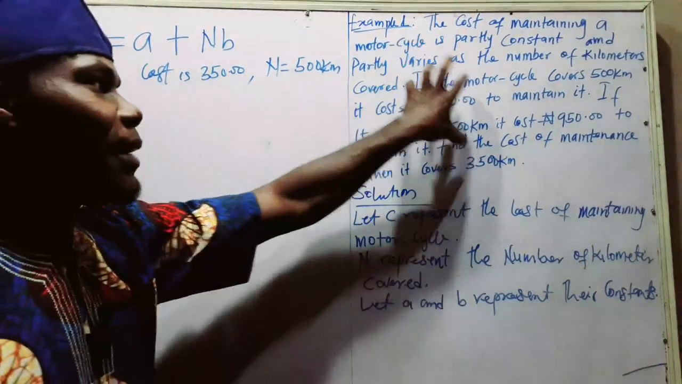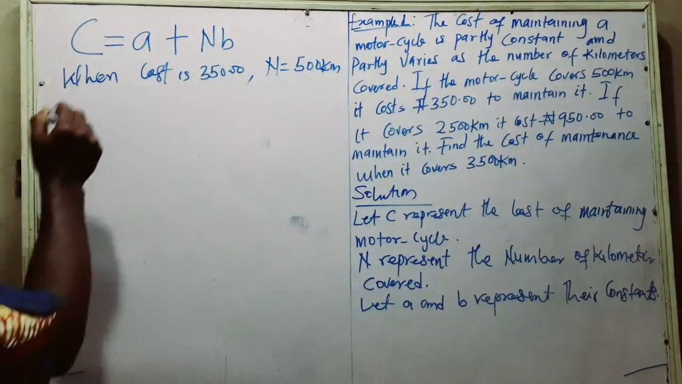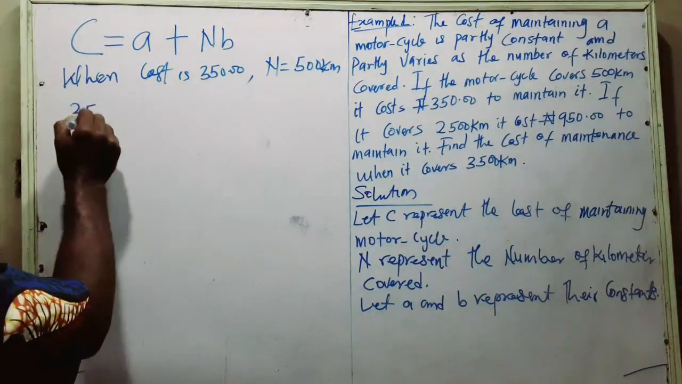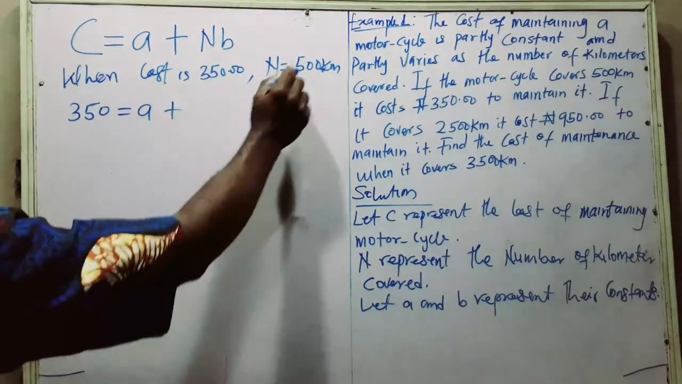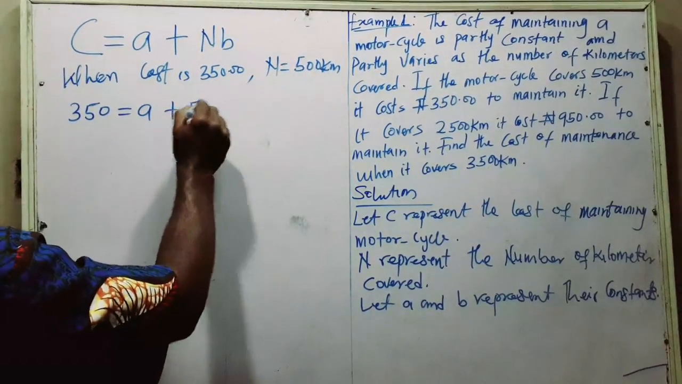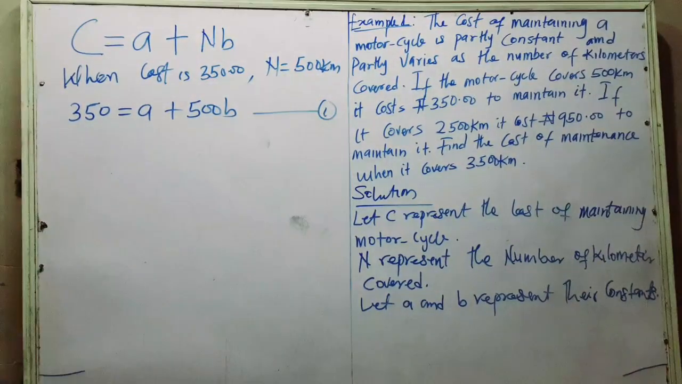Let's put the statement inside the equation. Our cost C, which is 350 naira, equals our constant A, plus 500 kilometers, that is 500B. We can call this equation 1. You must interpret according to the statement. We are through with the second statement, so let's go to the third statement.